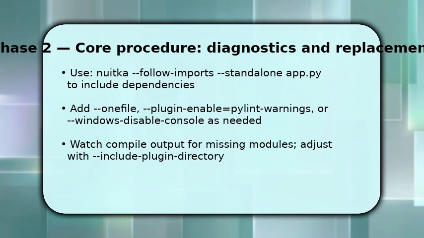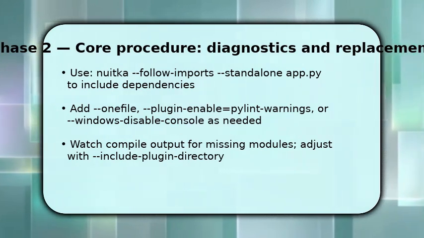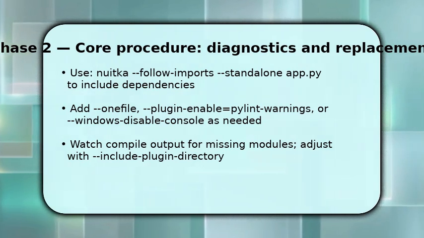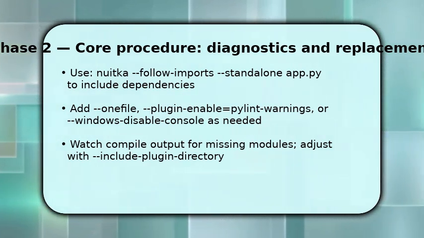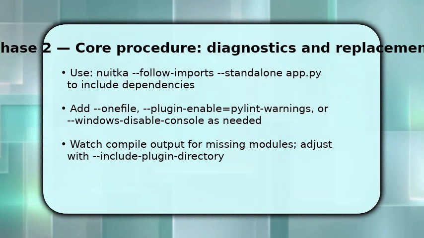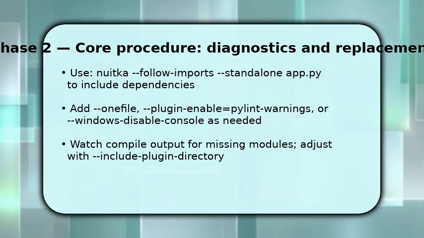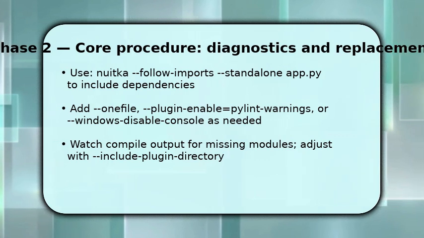Next, you compile and control packaging. Run Nuitka with --follow-imports and --standalone on app.py to capture dependencies. Choose --onefile if you want a single executable, though startup differs. If you have GUI needs, add --windows-disable-console. For plugin managed packages, enable relevant plugins.